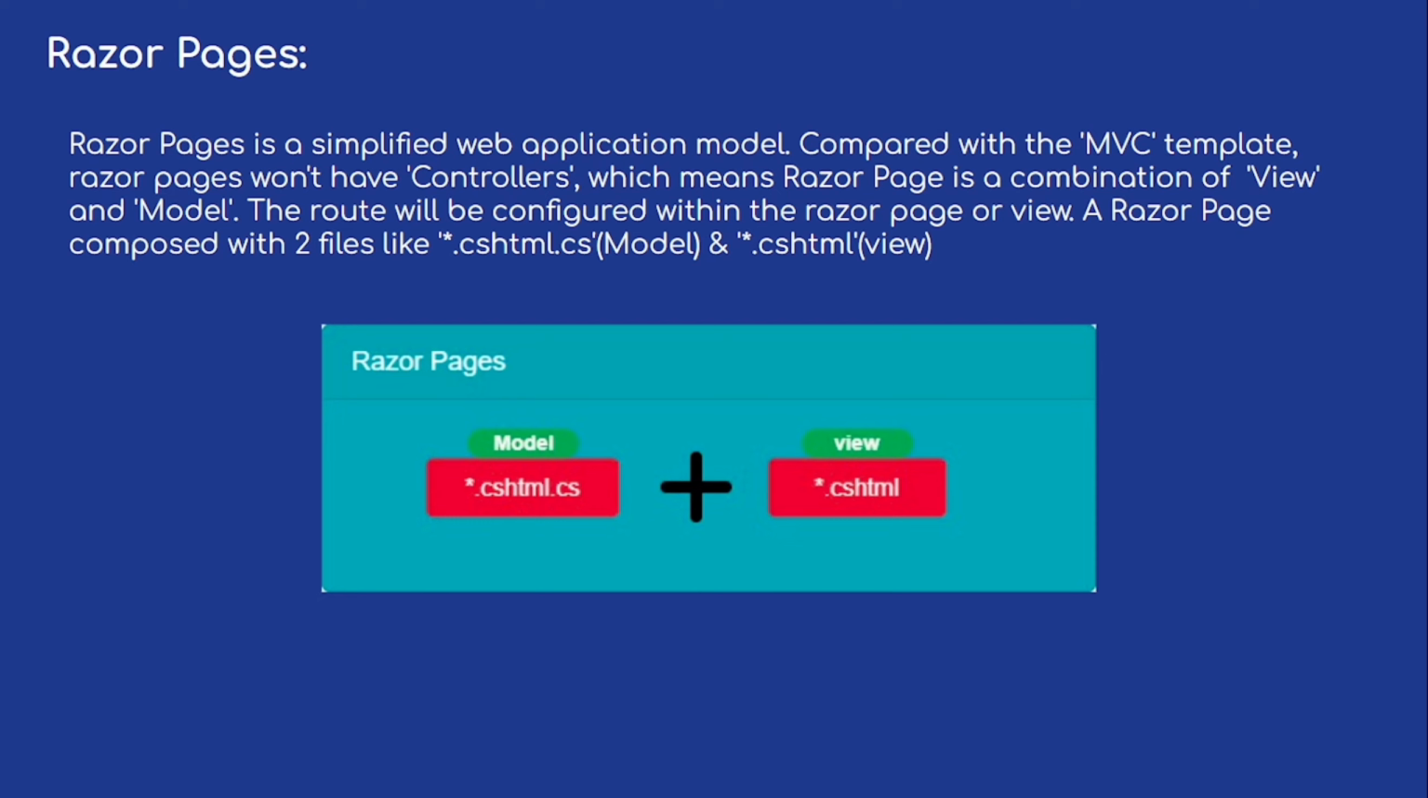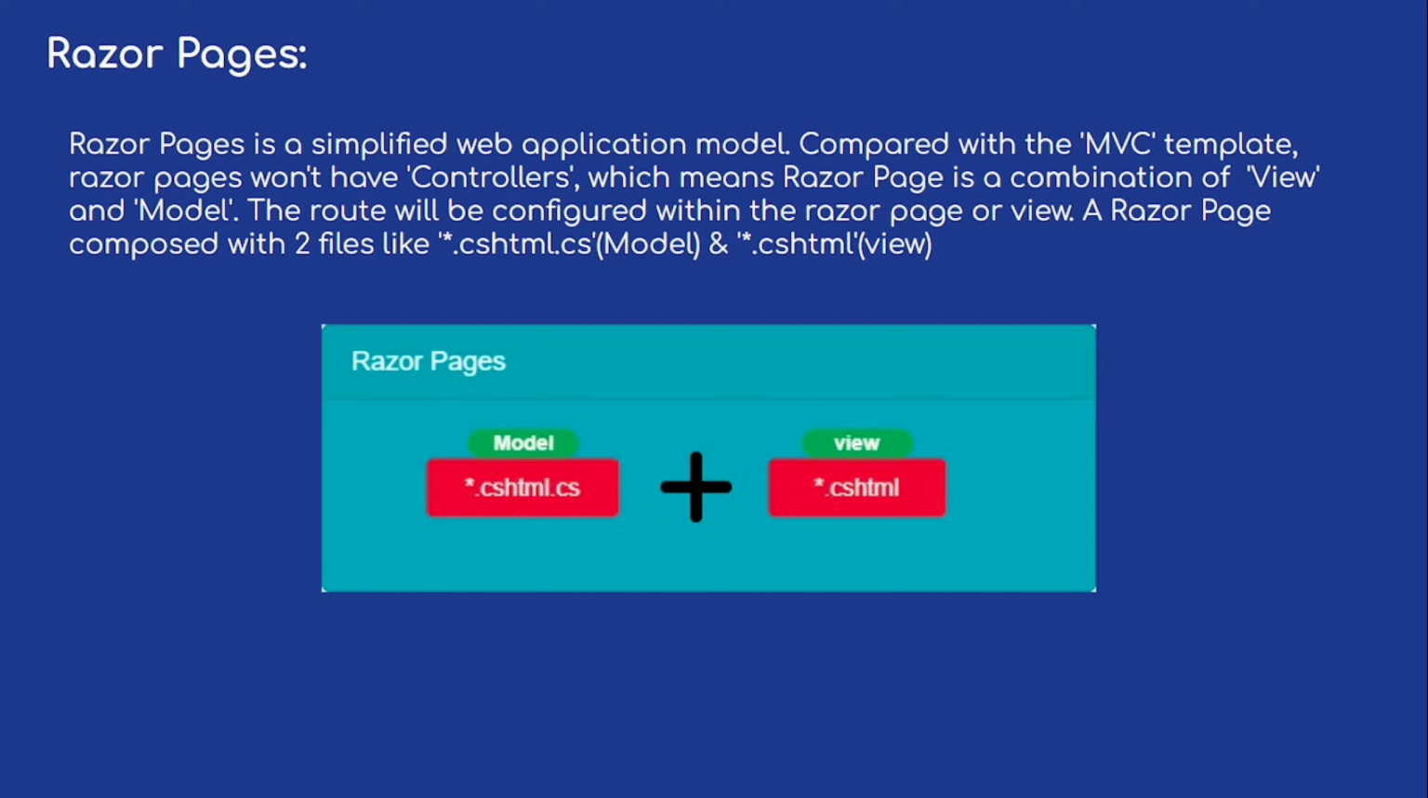Server-side applications. Compared with the MVC template, Razor Pages won't have a controller. It is almost like the MVC architecture, but it won't contain a controller, which means Razor Pages is a combination of views and models. Views are nothing but the CSHTML. The route will be configured within the Razor Pages. Since there is no controller, in the view page only the route can be configured.